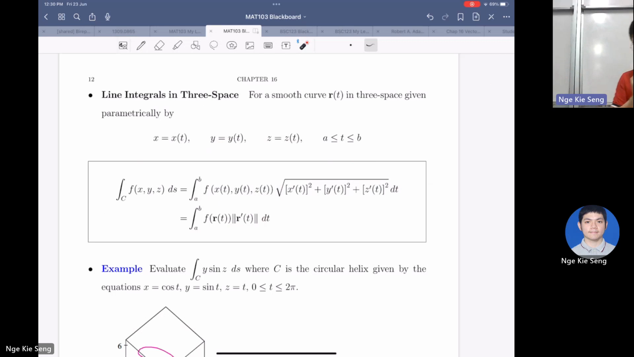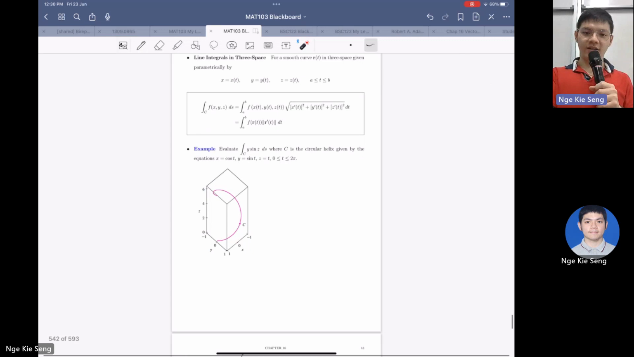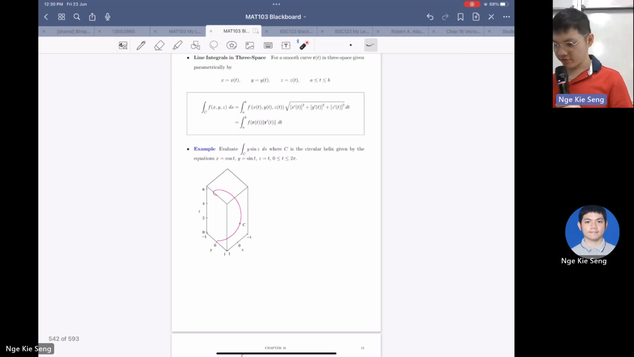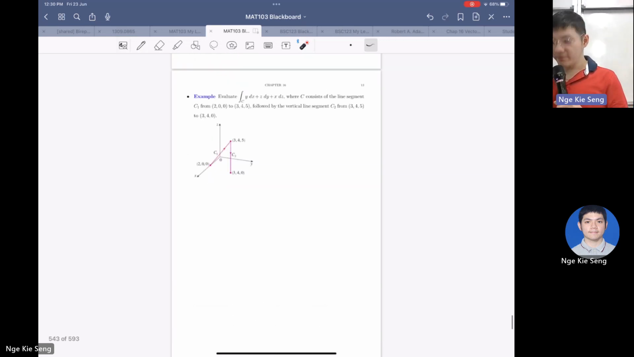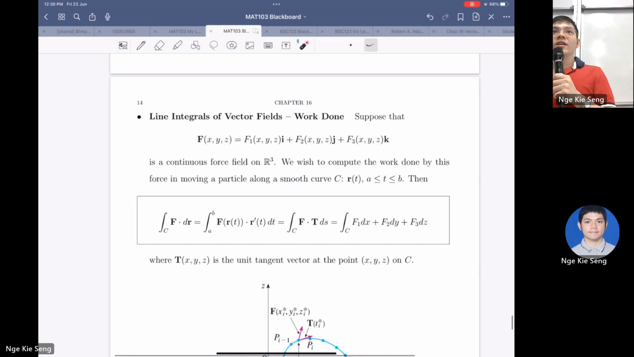Maybe we skip this example because it's just similar. We add one dimension. You can try this and then you can share. We can check the answer later. So these are just 3 dimensions, one dimension more. Okay, next.